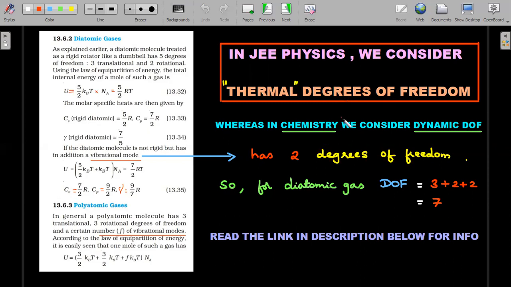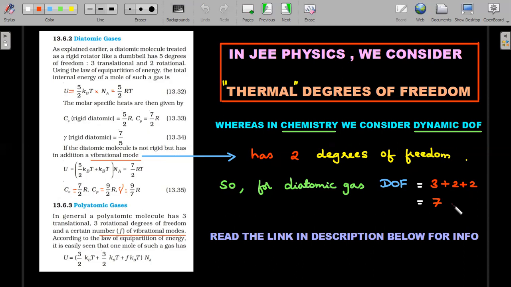Therefore, for a diatomic gas, the thermal degrees of freedom is 3 plus 2 plus 2. Whereas when someone asks you for dynamic degrees of freedom, or in chemistry, you write 3 plus 2 plus 1 mode only, right? They say 1 mode, so you write plus 1, and that's where the confusion comes. You get 6 in chemistry.